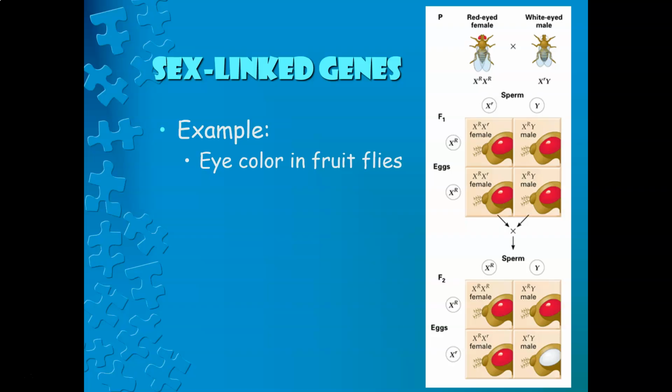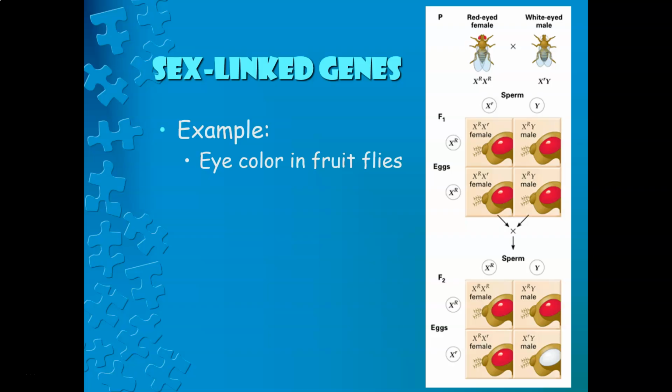He got a 3-to-1 ratio, which in and of itself is not necessarily the interesting part, but what he noticed was that almost all of the white-eyed individuals were males. So overwhelmingly, his white-eyed individuals were males, not females, and the red eyes were the females instead. And so that's what started him questioning where this eye color trait was located.